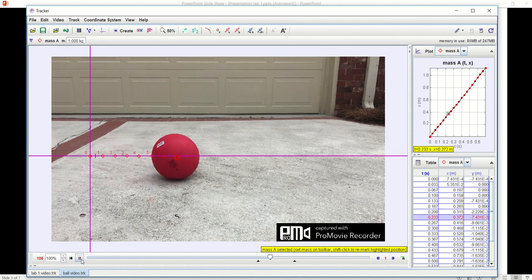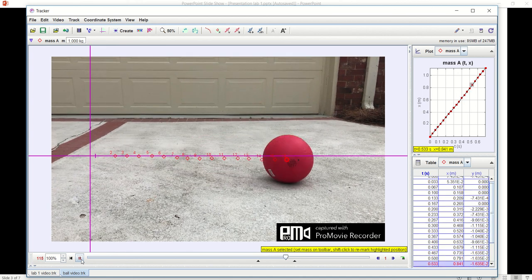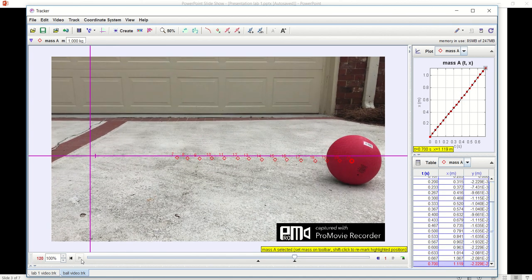As you can see, the kickball moves at a constant velocity. Tracker provided position versus time data for each frame, which is shown in the position versus time graph. The graph has a positive straight line with a constant slope, which shows a constant velocity.